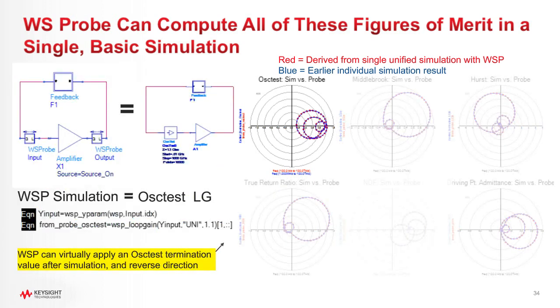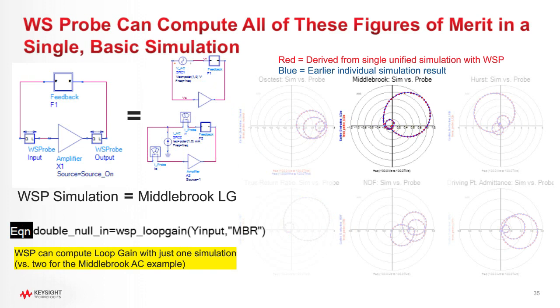So we'll start out. This is an OS test loop gain, so I would insert a component. It's basically a circulator, but you can find it in any design tool. It injects a signal, observes the return. Well, for the probes, we can actually just run two sets of equations in the probe results, and we can virtually apply this to any node we want. And what I'm showing here is the red curve is from this WS probe, and the blue curve is from an original simulation that I did that looks like what you see on the left. So these two are equal.